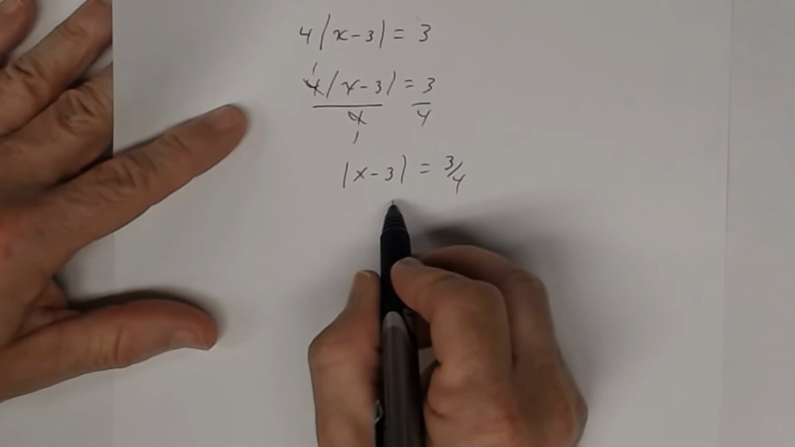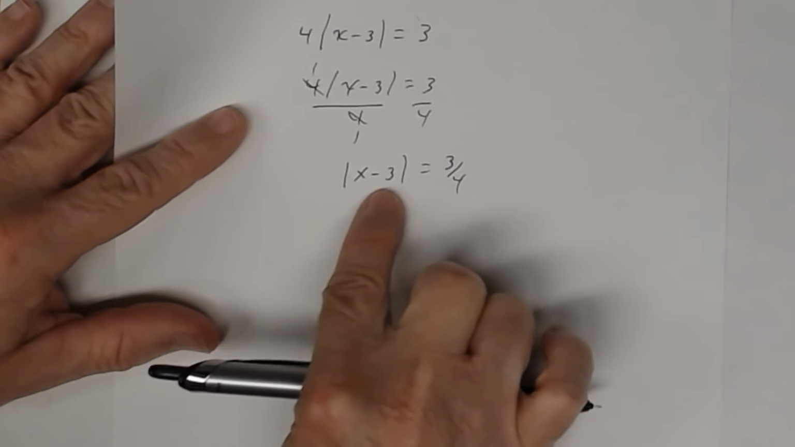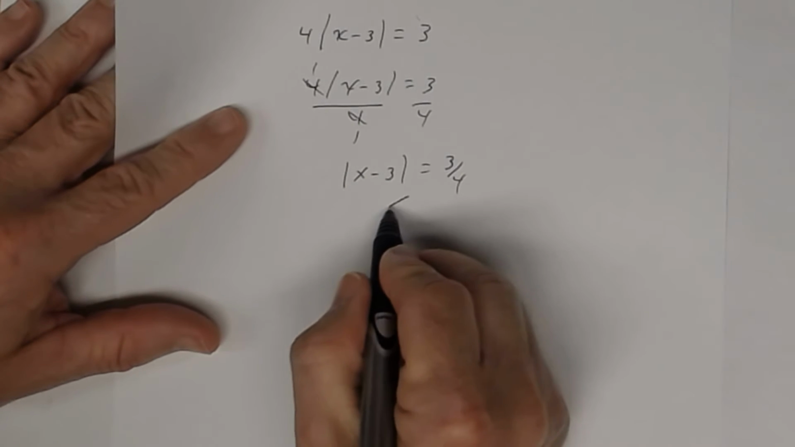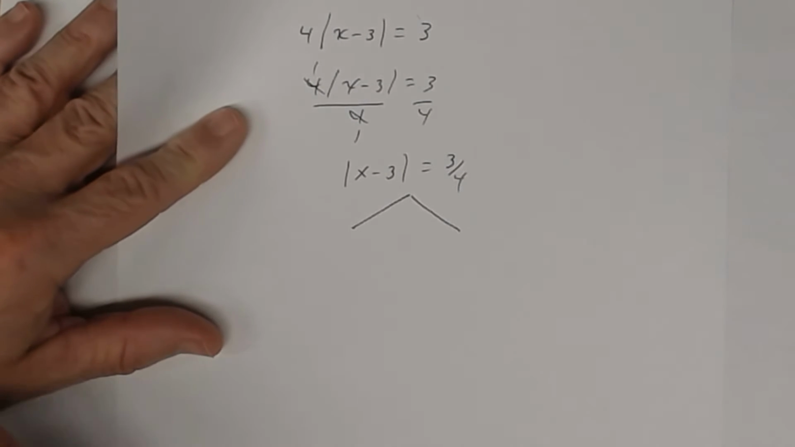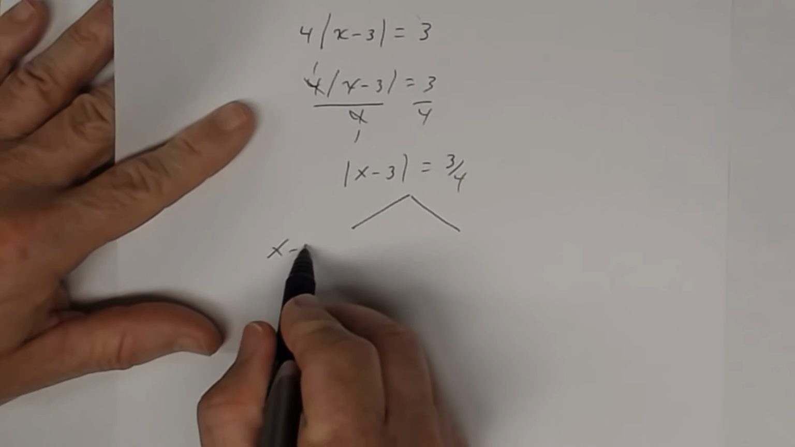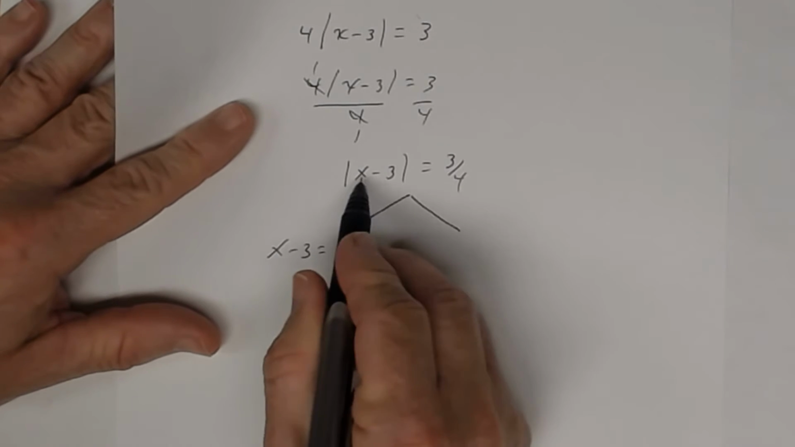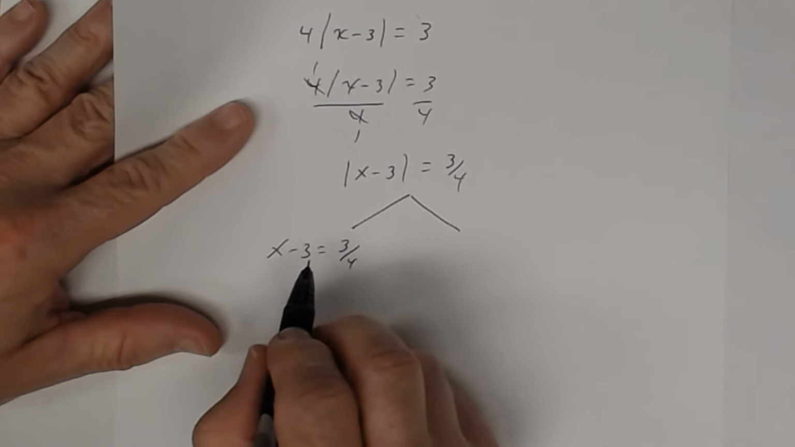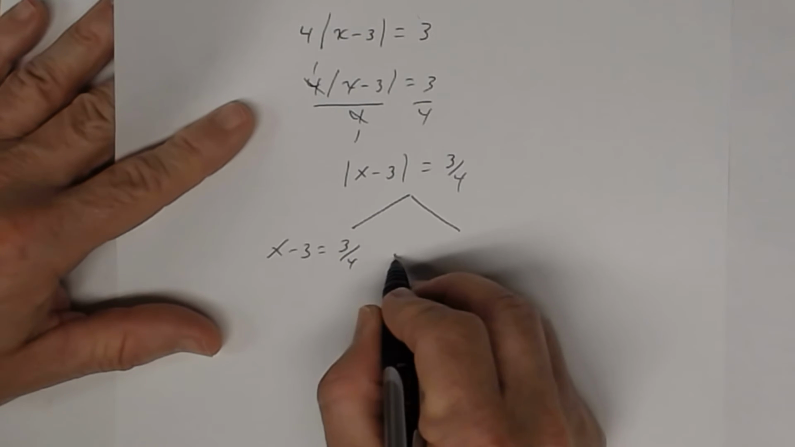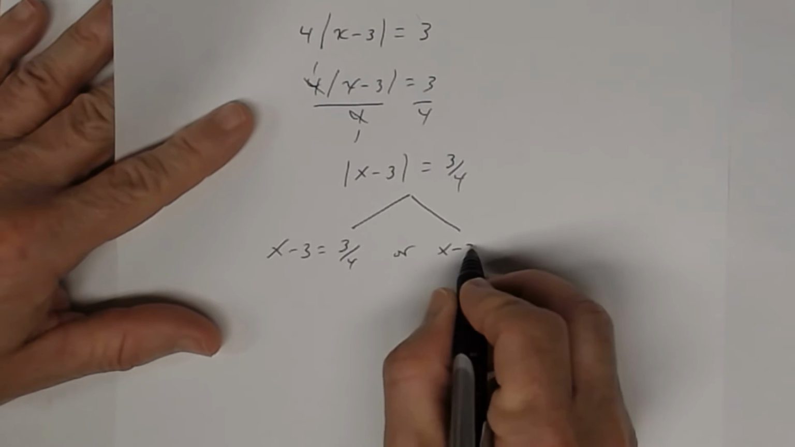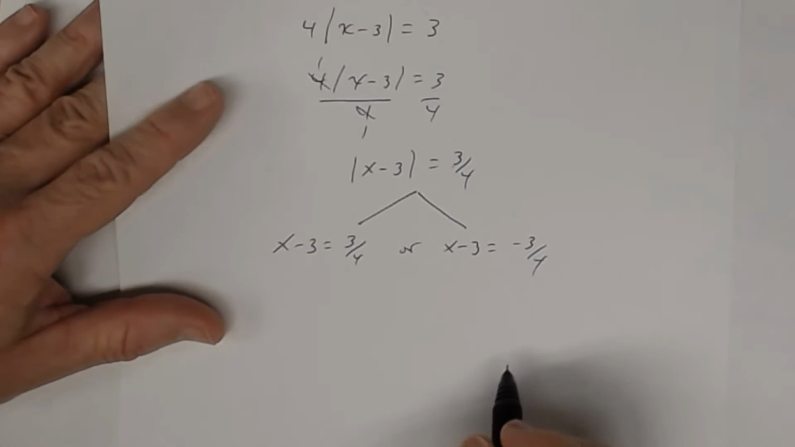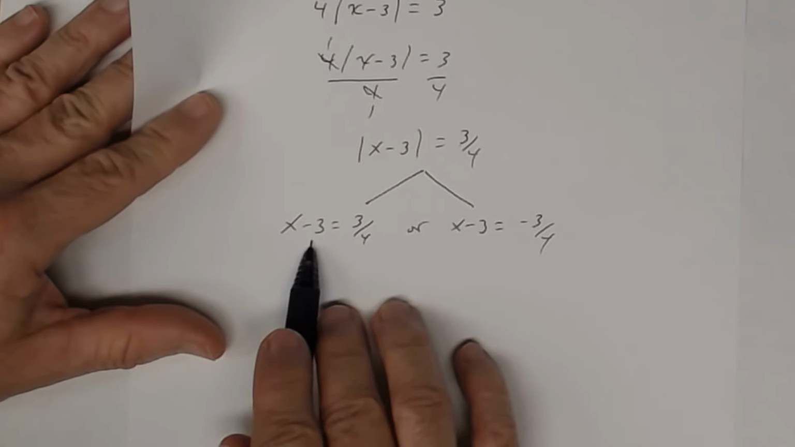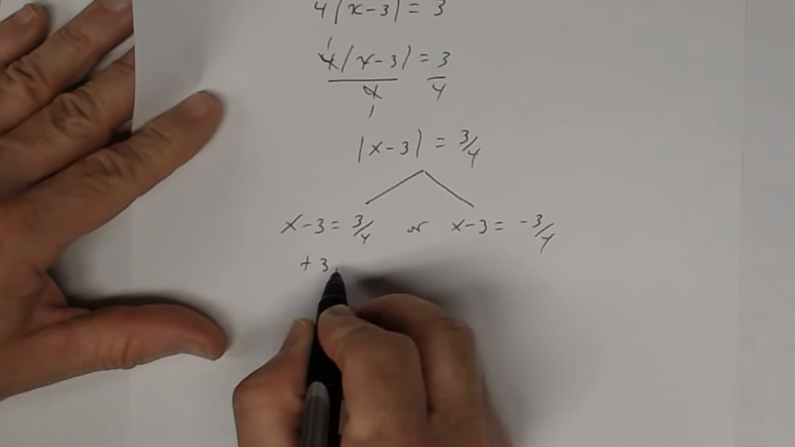Okay, so once I get that absolute value expression by itself, I am now going to rewrite it as 2 separate equations without absolute value bars. So I'm going to say x minus 3 equals 3/4. You rewrite just what you see without the absolute value bars. And then the other solution is going to be x minus 3 equals a negative 3/4. And then all you do is solve for x. So let's go ahead and add 3 to both sides, just like this.